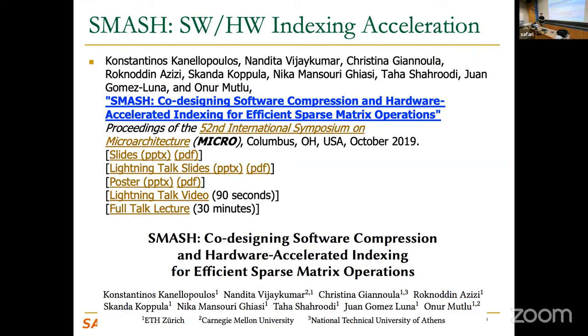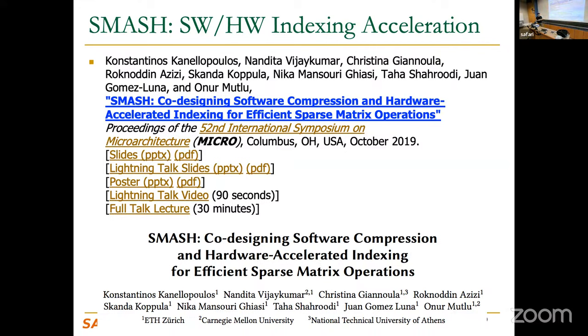But the problem with these storage formats is that you really need to go to memory first and check what's the column number and what's the row number. And then you need to go to memory again to grab the value, 38.3, right? So that's costly. What did we propose in this work?